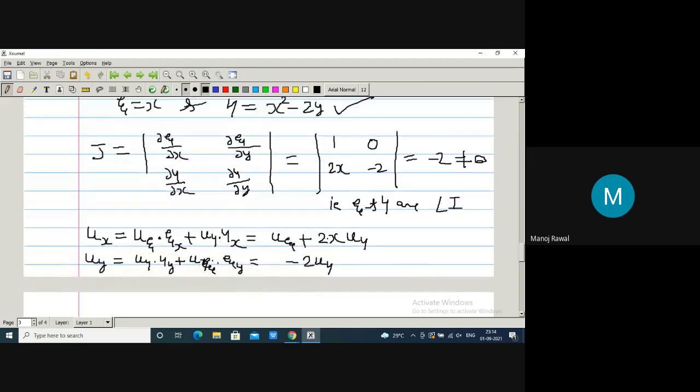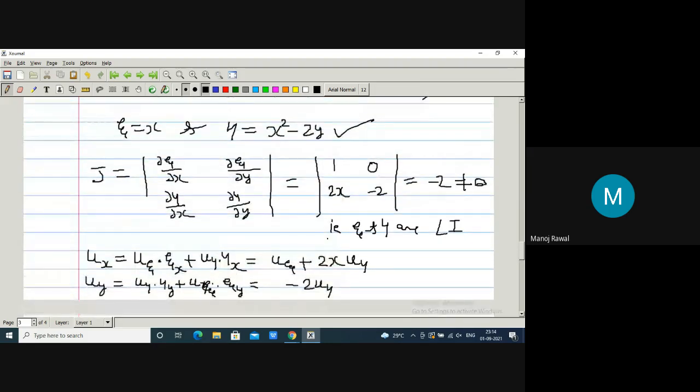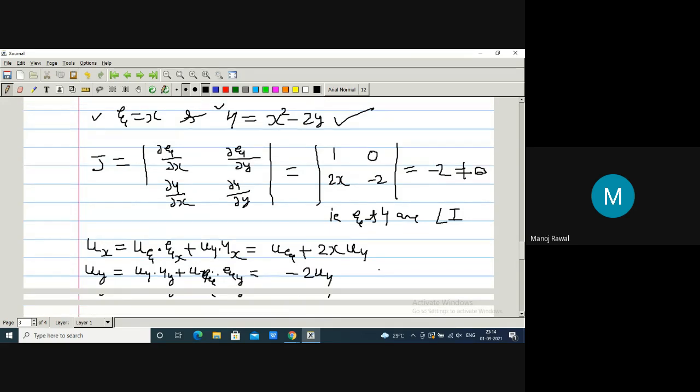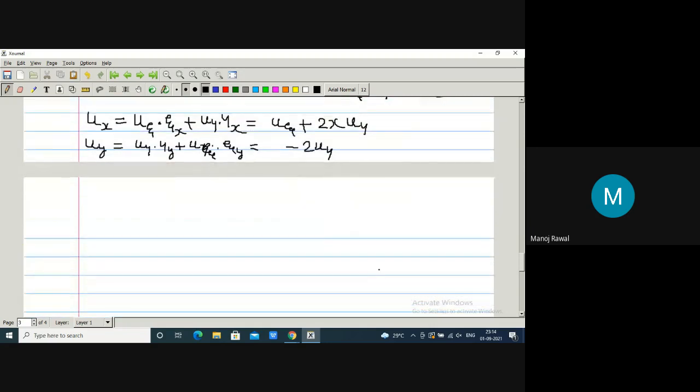From here you calculate xi x, xi y and eta x, eta y, and then replace over here, and you will get the following equation. Is that fine, students? From here you will get xi x, xi y, eta x, eta y, replace them here, and this is what you will get. Now replace them in the given differential equation.